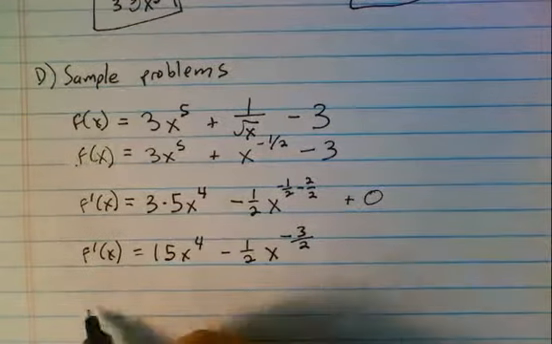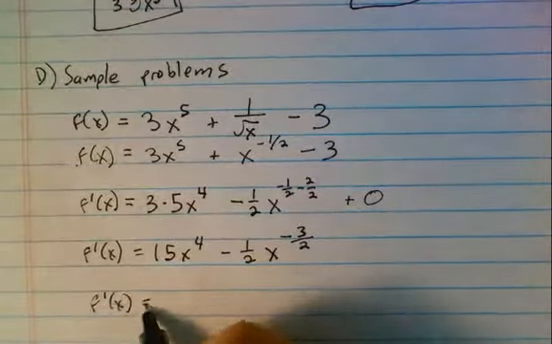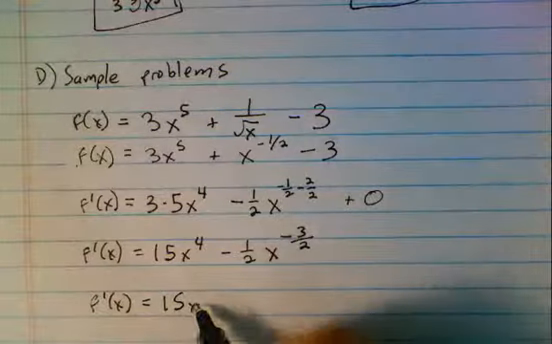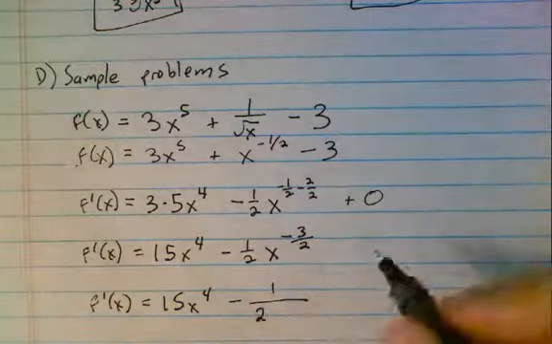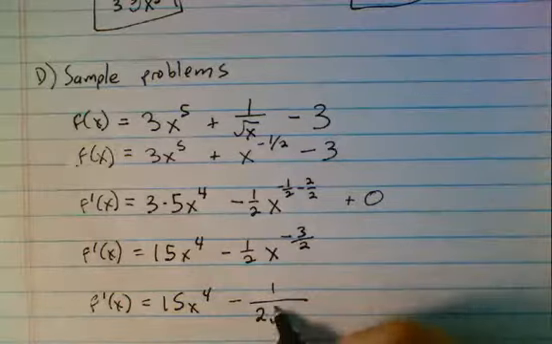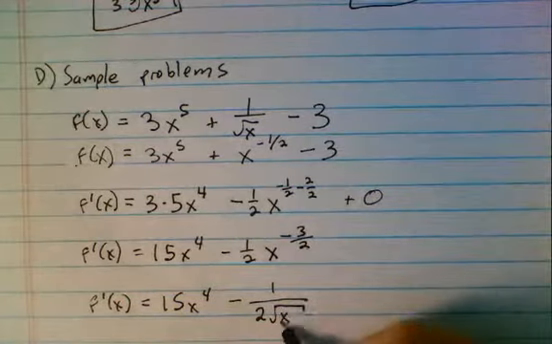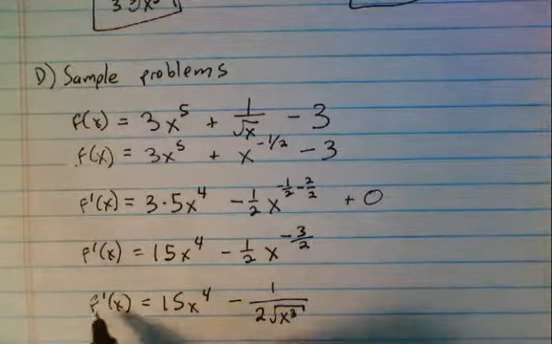And then we're going to do our final rewrite. This is the square root of x. This is x to the 3rd.